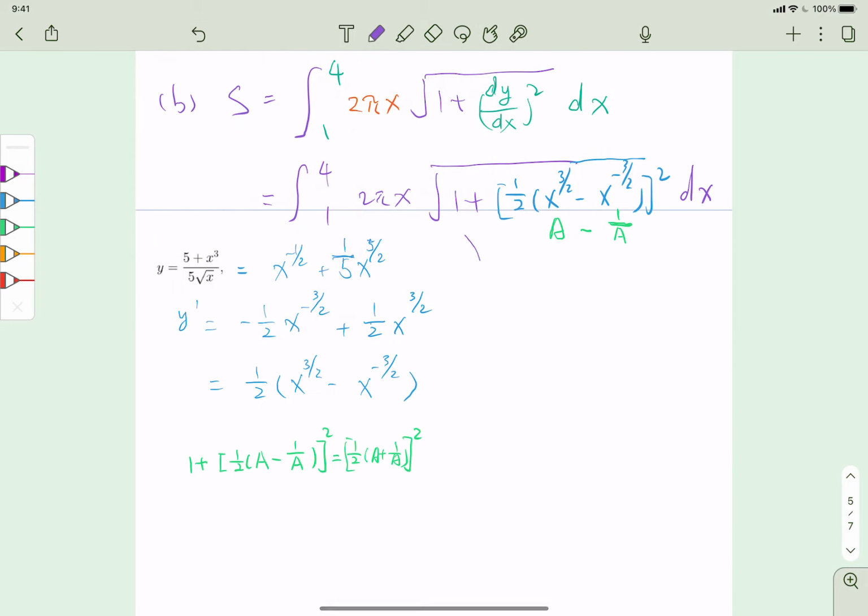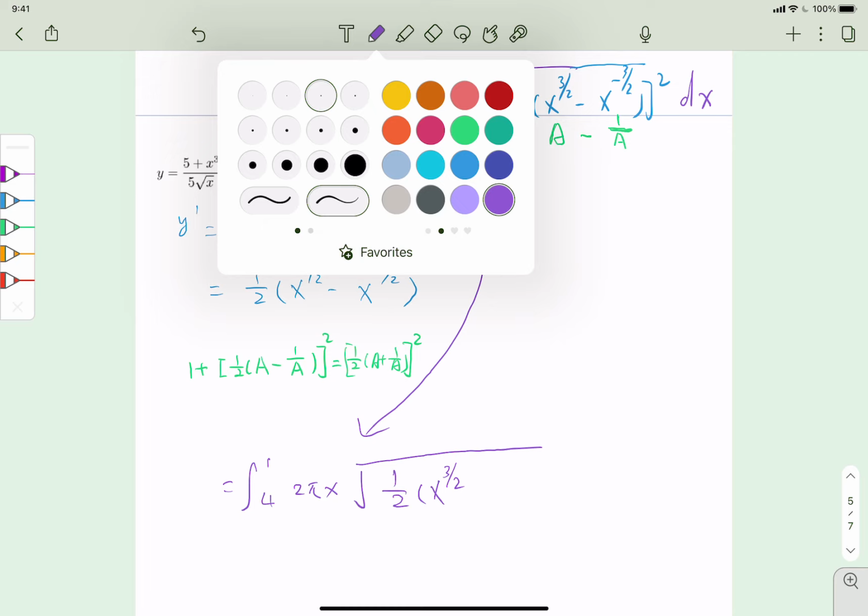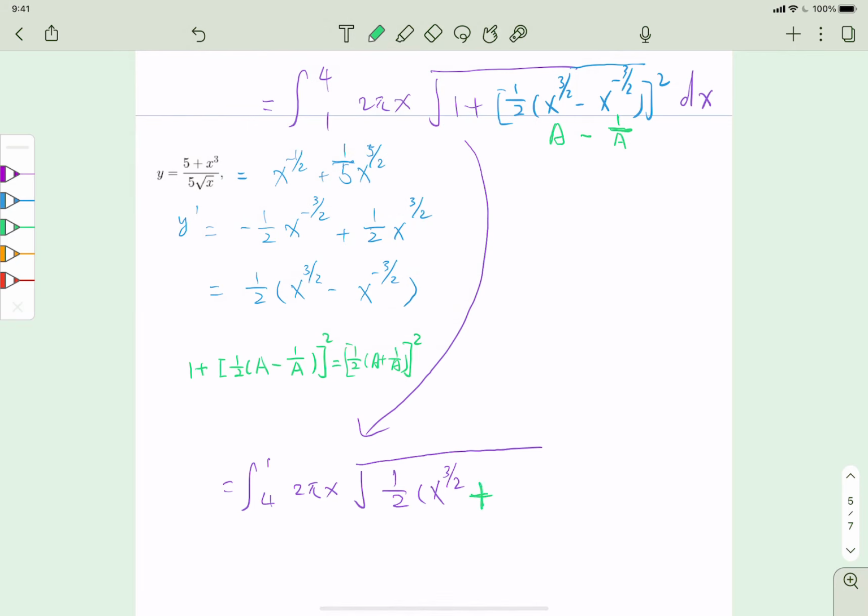Okay, so now I have this equal to 2 pi x. This is going to be replaced with 1 over 2 times 3 over 2. Now this time it's plus, right? Because of the same reason. If you think it's confusing, then you can open the bracket and go through those computations and you will see it.